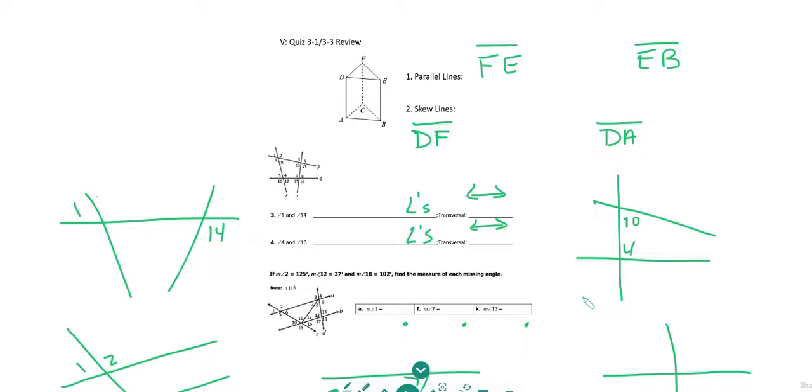This is a review for quiz 3133. First thing that we're going to look at is our three-dimensional figure, and we're going to look for parallel lines. We're looking for a line that is parallel to FE. So that line that's going to be parallel to FE is going to be BC.